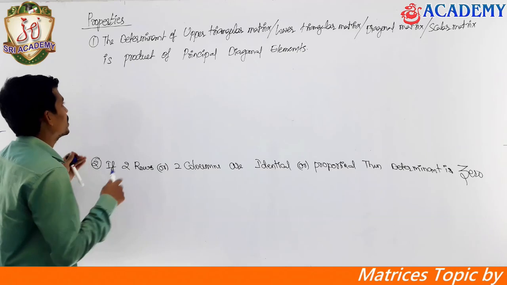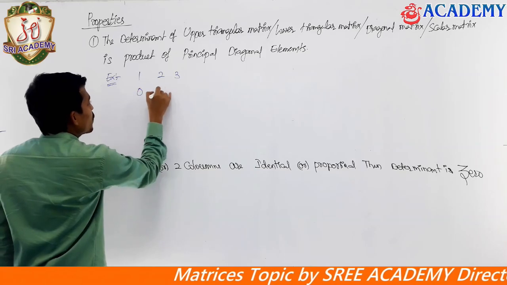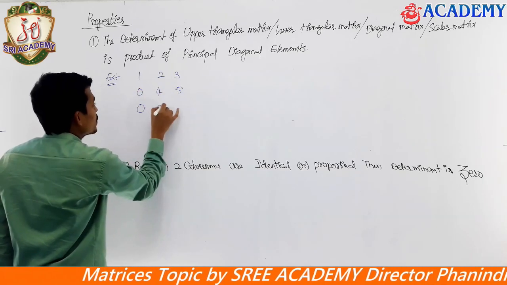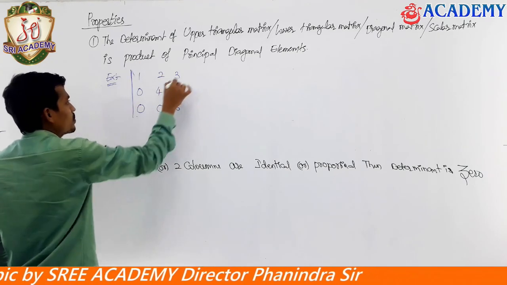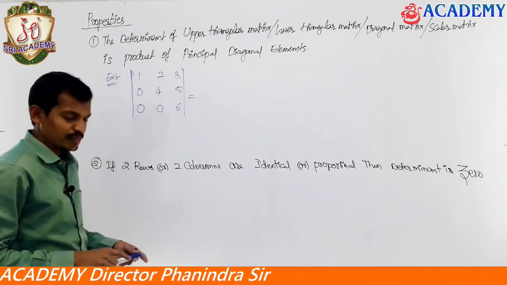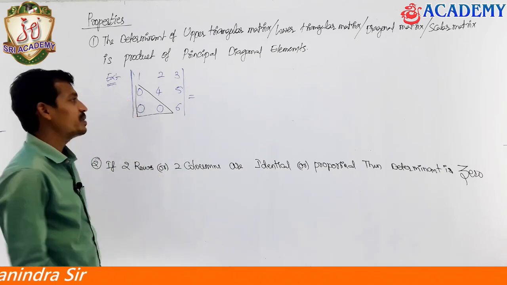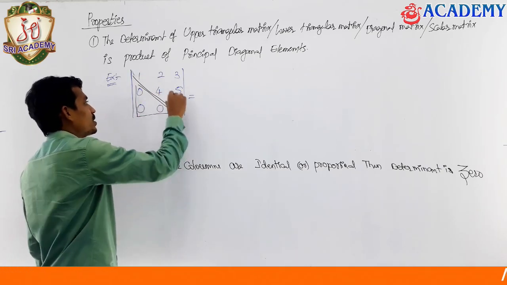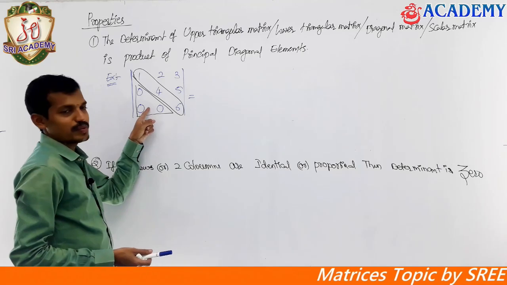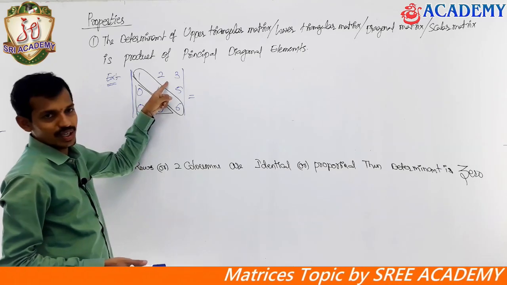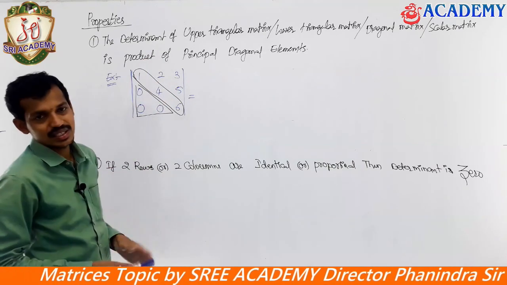Let's see an example here. If the matrix is 1 2 3, 0 4 5, 0 0 6, and you want to find the determinant, this is an upper triangular matrix. The elements below the principal diagonal are equal to 0, that's why this is an upper triangular matrix. The elements above the diagonal exist, but the matrix is upper triangular.